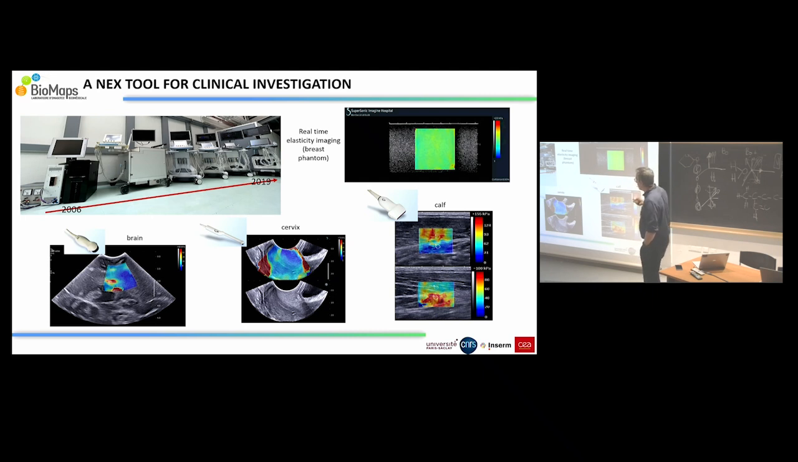And the technique has been developed for, I'm not sure if the movie is working, sorry. Yes, it's working. So you see the system is fast enough if you want to scan a phantom in terms of elasticity. You go on top of a hard inclusion and you can see it very clearly without any problem. And it has been developed for different applications with different probes at different frequencies: a microconvex probe for brain application in neurosurgery, endocavitary for cervix or prostate, or linear for muscles or many other applications.